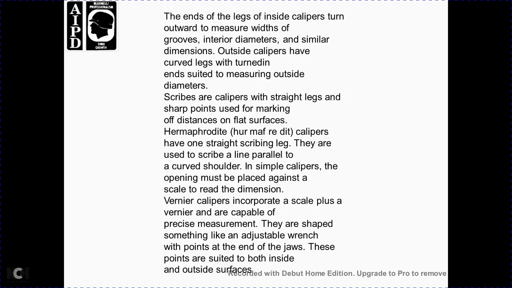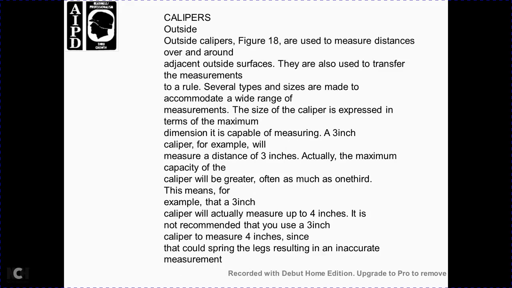Simple calipers, once opened, may be placed against a scale to read the dimension. Vernier calipers incorporate a scale and are capable of precision measurement, with an adjustable range. The ends of these points are suited to both inside and outside surfaces.